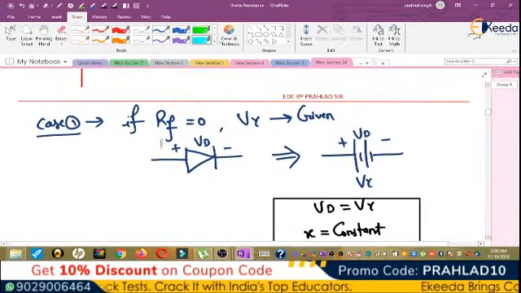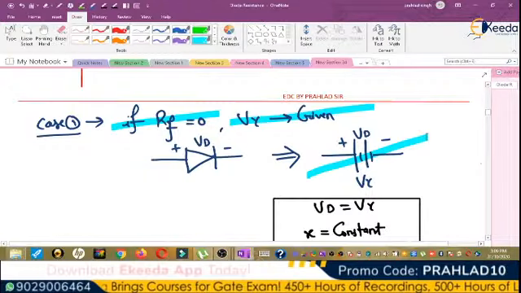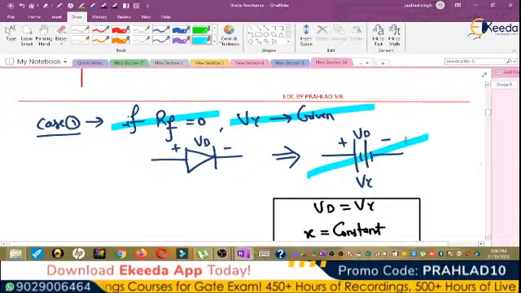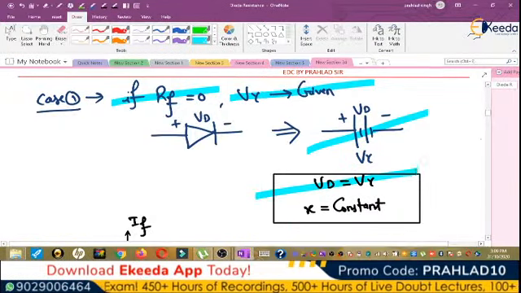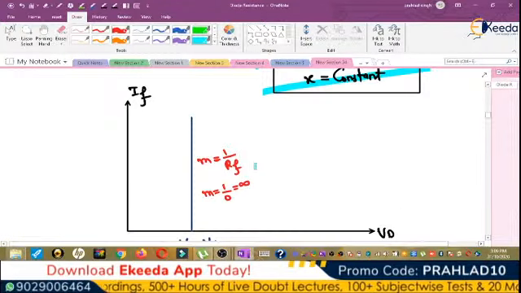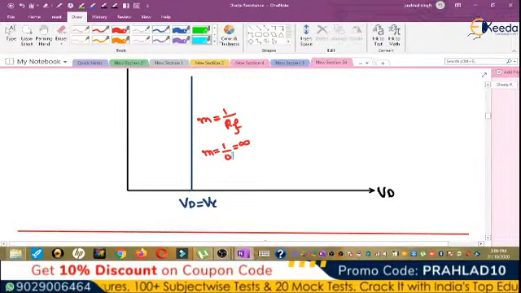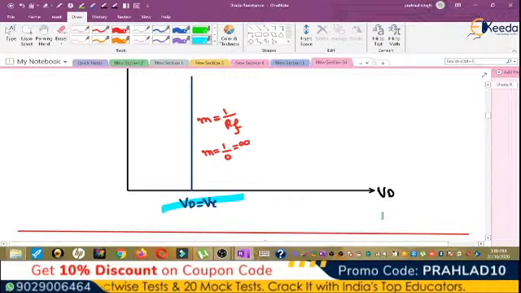Here are some cases. If RF is equal to 0 and V gamma is given, this diode can be replaced with the cut-in voltage battery, and Vd is equal to V gamma in this case. When we draw this, it is an x is equal to constant graph, where the slope is 1 by RF. So 1 by 0 is infinite, and Vd is equal to V gamma.